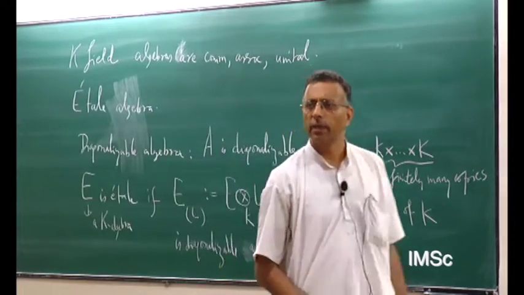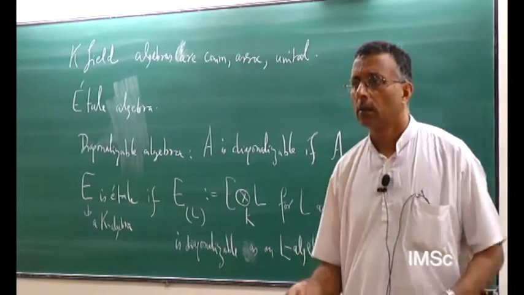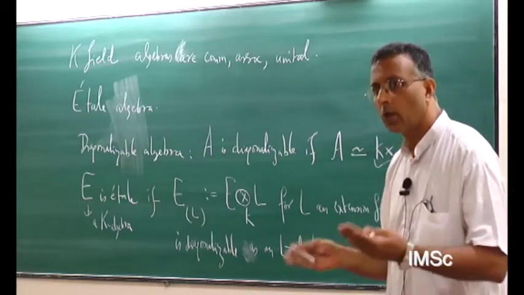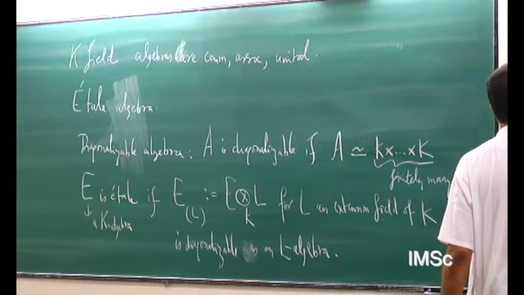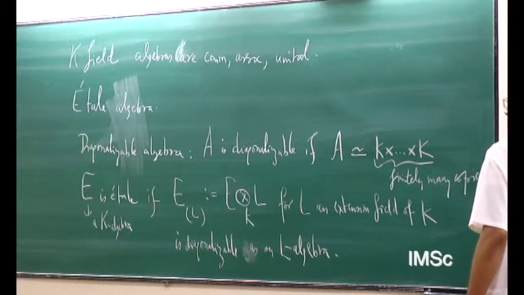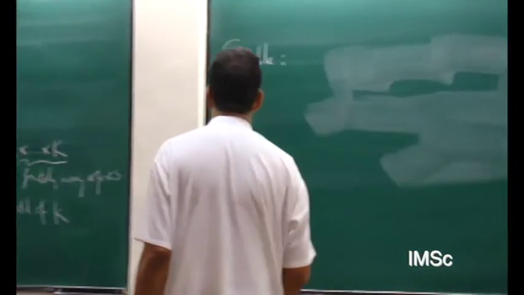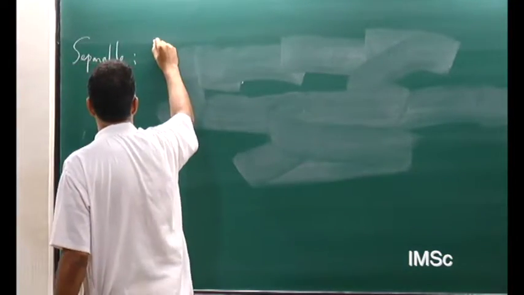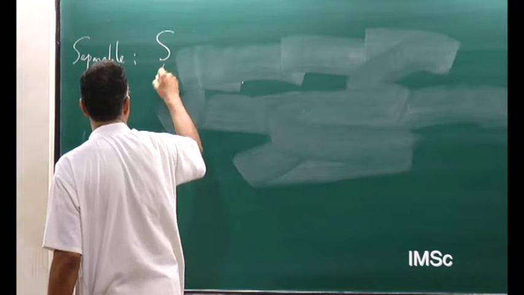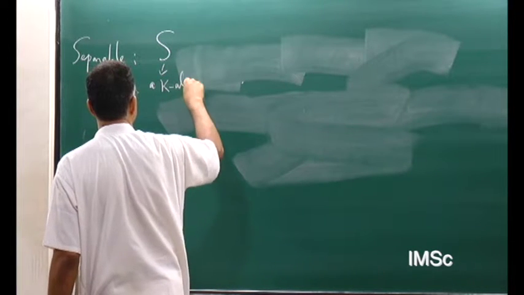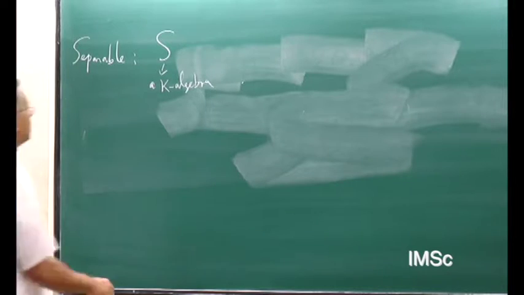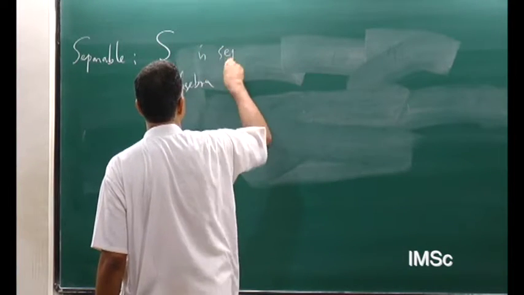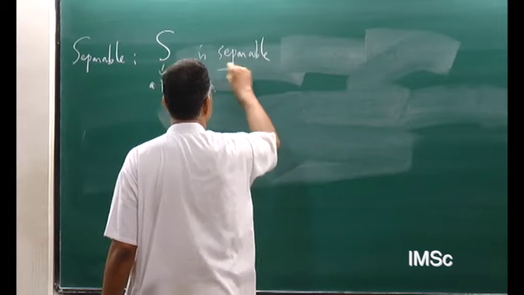and I defined separable algebras, right? Didn't I? Okay, I'll define separable algebra. So separable algebra is, so S a K algebra again. Maybe I should have used a D because E for étale, D for diagonalizable, S for separable. Anyway, S a K algebra is separable. So these are definitions.